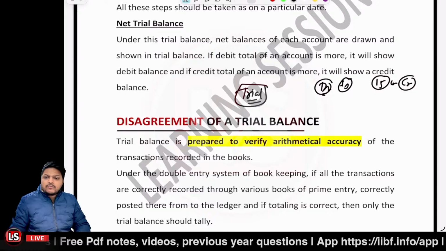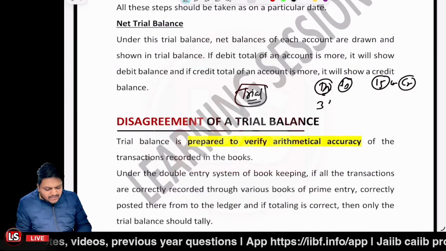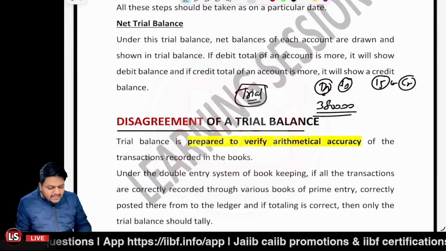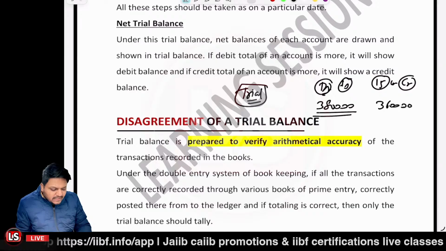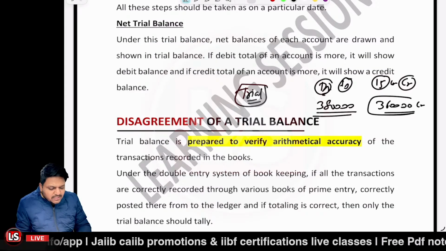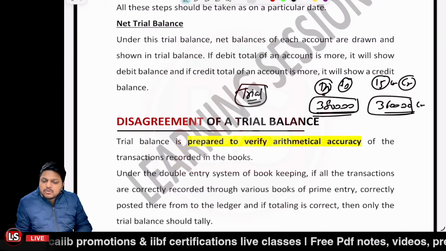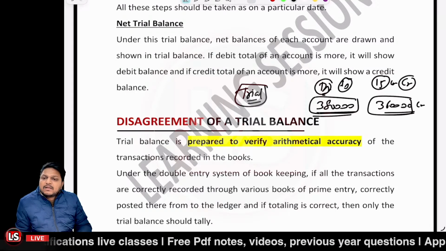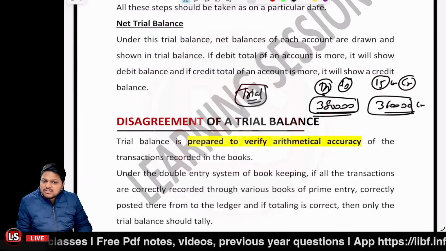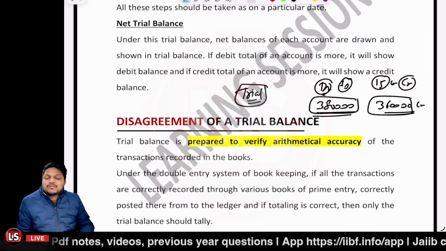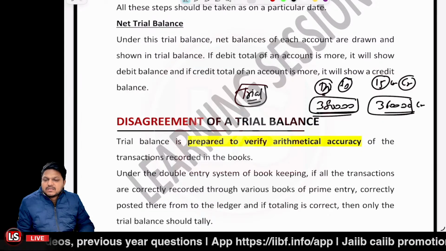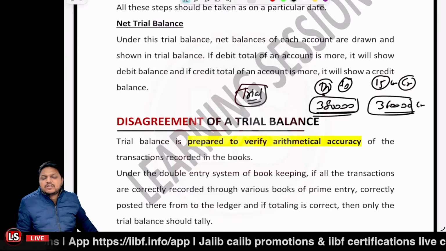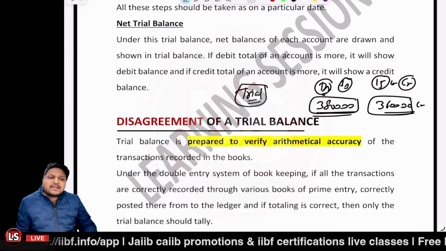Let's say the sum total of the 10 accounts is rupees 3,80,000 debit, but in credit we have the amount 3,60,000 credit. Now, this should not be the case, because the sum total of the debit side must match the sum total of the credit side. That would be the trial balance matching. If there is no matching, then we say the balance is not agreeing, or there is disagreement of the trial balance, because we basically prepare the trial balance so as to check the arithmetical accuracy.